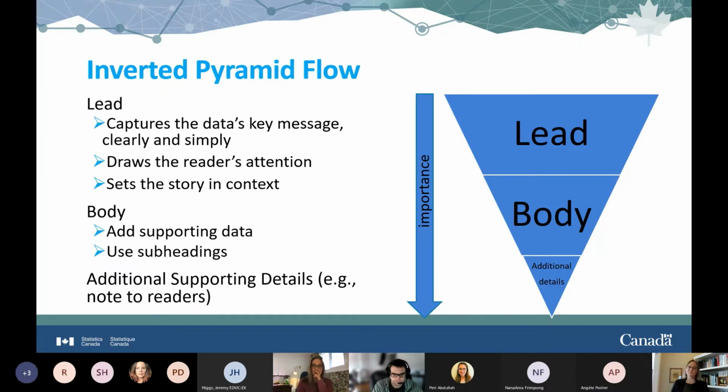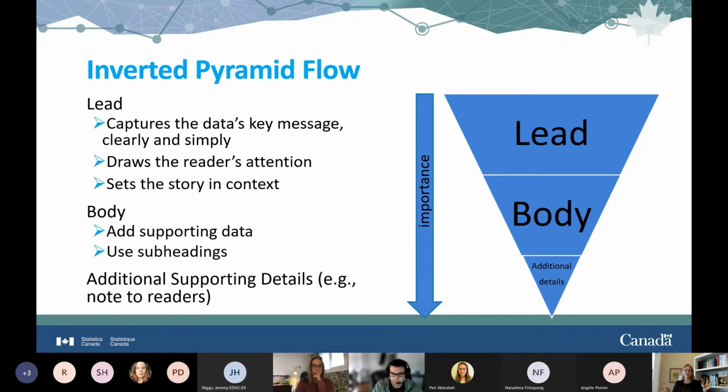Inverted pyramid flow. This is a journalistic style of writing about your results, or a journalistic style of writing your data story. You start with the lead. The lead captures your data's key message clearly and simply.